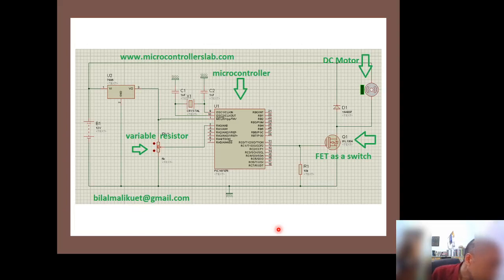Okay, so what we have here, we have the Proteus schematics. This is a variable resistor. This variable resistor is used to control the DC motor here in the Proteus simulator, and the DC motor is controlled using the RC1. This RC1 is according to the PWM2. Still remember? Okay. RC1 is according to the PWM2. RC2 is according to PWM1.